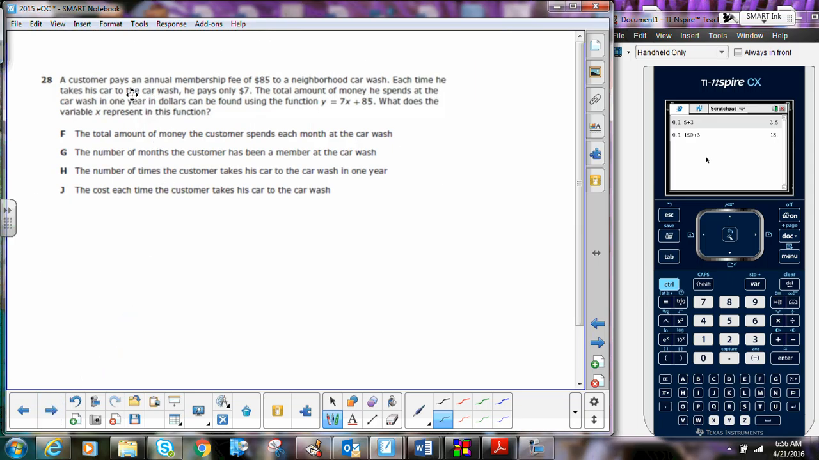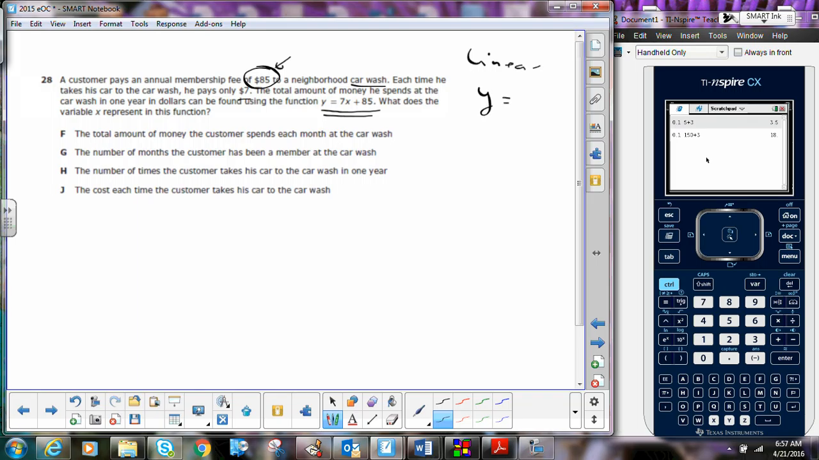Now, 28. A customer pays an annual membership fee of $85 at a neighborhood car wash. So he washes his car, he pays $85 every year. Each time he takes his car to the car wash, he pays $7, only $7. The total amount of money he spent at the car wash in 1 year, in dollars, can be found using the function. So this is the function.